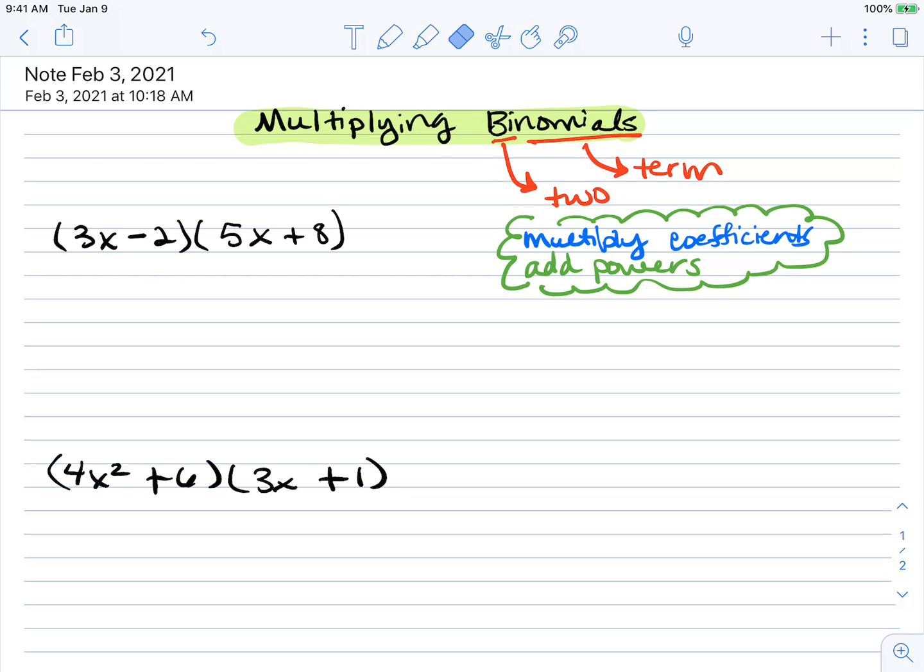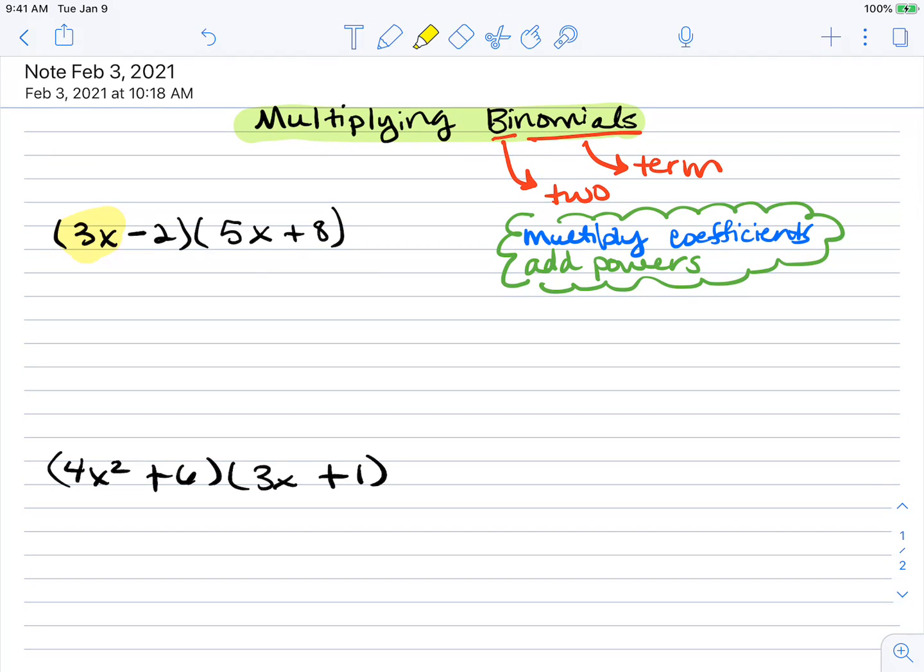We're going to multiply binomials today, and we're going to first define what a binomial is. When I'm looking at the word binomial, this part, nomial, implies term, and this prefix bi means two. So when I'm talking about a binomial, I'm talking about things that have two terms. And when I'm looking at these parenthesis groups over here, I can say this is one term and this is two terms. So that polynomial is considered a binomial.